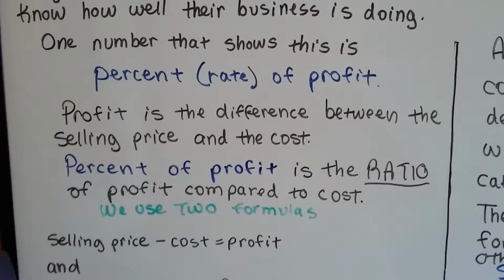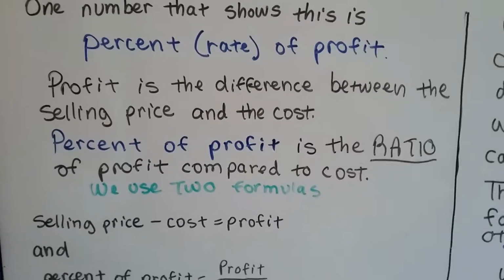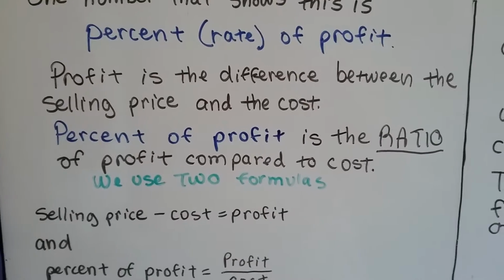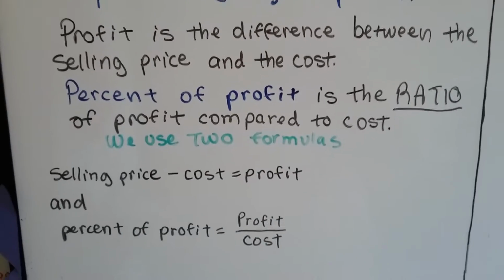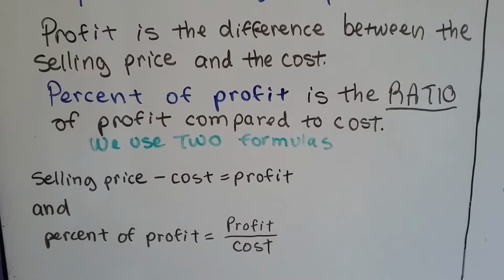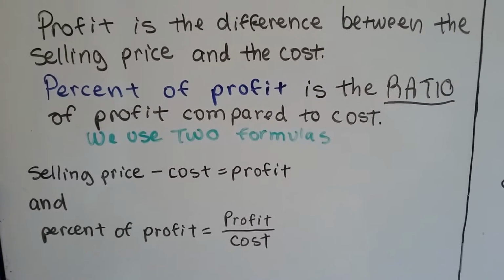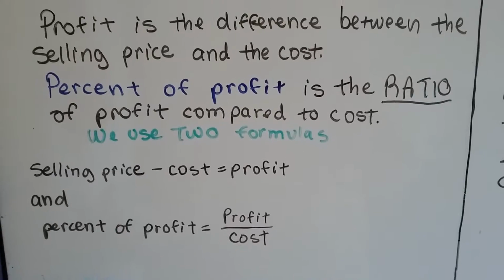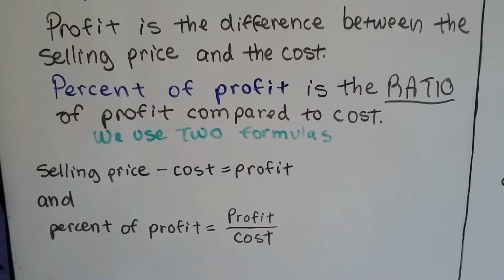And profit is the difference between the selling price and the cost. Percent of profit is the ratio of profit compared to the cost. And we use two formulas. The selling price minus the cost is how much profit there is, and whatever the percent of profit is the profit divided by the cost.